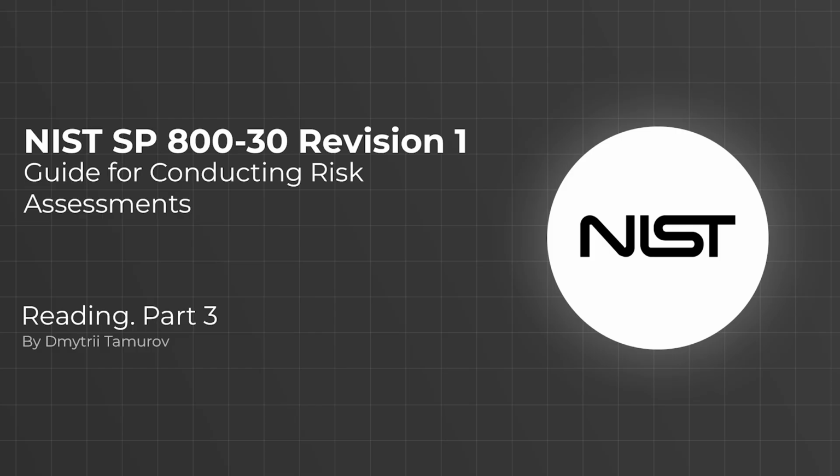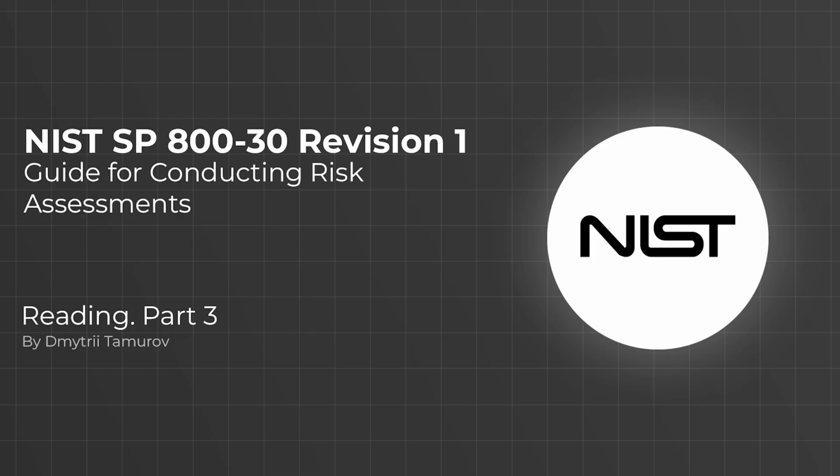Chapter 3. The process. Conducting risk assessments within organizations. This chapter describes the process of assessing information security risk, including: first, a high-level overview of the risk assessment process. Second, the activities necessary to prepare for risk assessments. Third, the activities necessary to conduct effective risk assessments.